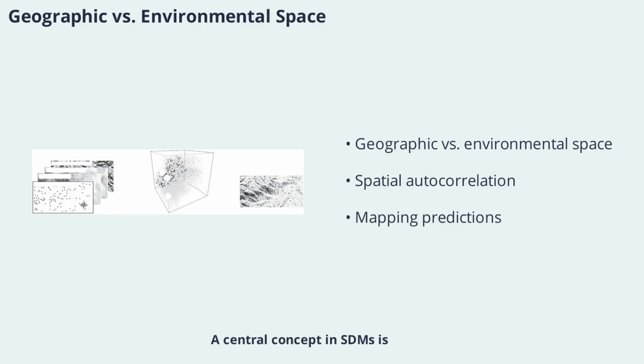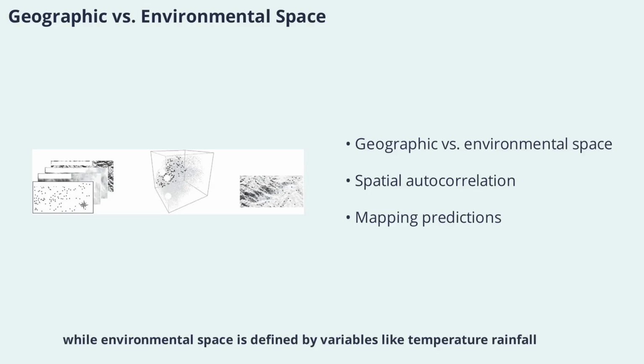A central concept in SDMs is the distinction between geographic and environmental space. Geographic space refers to physical locations on a map, while environmental space is defined by variables like temperature, rainfall, or soil type. SDMs often model species in environmental space, then map predictions back to geographic space. However, spatial autocorrelation, where nearby locations are more similar, can complicate interpretation. Understanding the interplay between these spaces helps improve model accuracy and ecological insight.